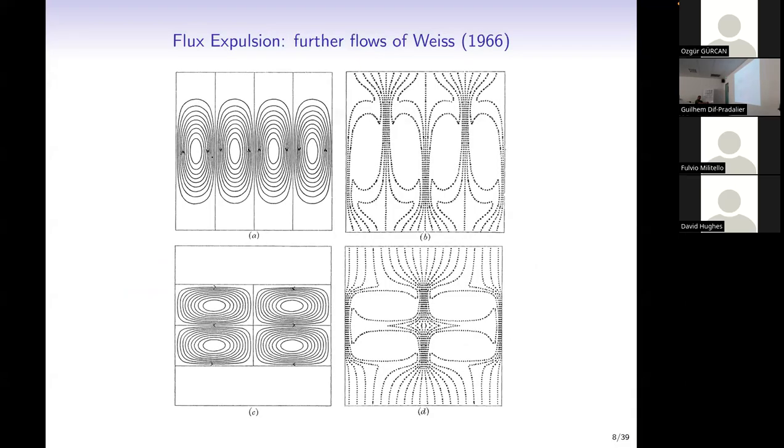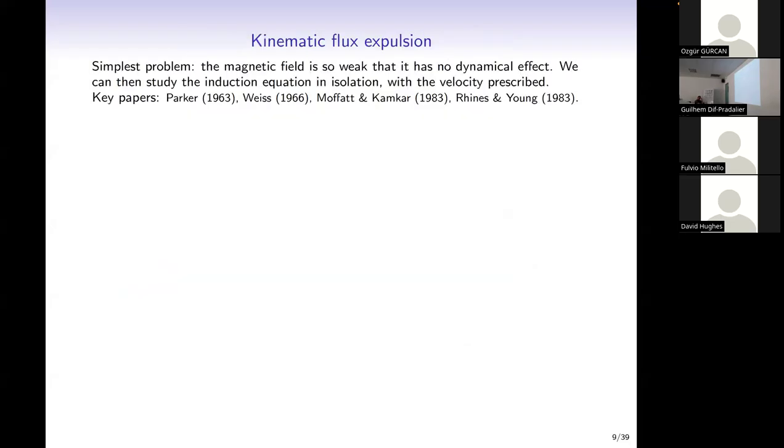And Weiss looked at a variety of different flows. I put this up because if I have time, I'll talk a little bit about the dynamical consequences of these sorts of flows. So he looked at an array of eddies, side-by-side eddies, if you like, 2x2 eddies. But this is the problem that he was doing. You solve one equation, the field is assumed to be so weak it has no dynamical consequences. Study the magnetic induction equation in isolation with velocity.